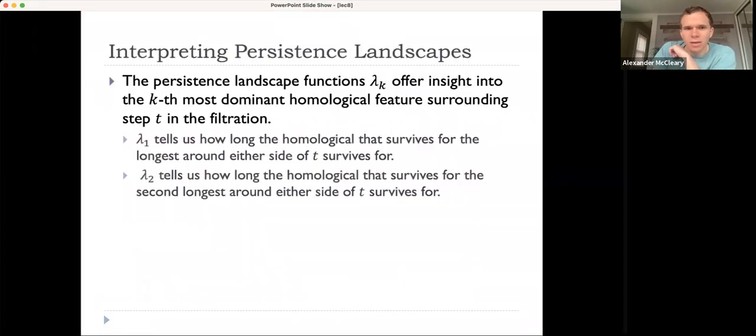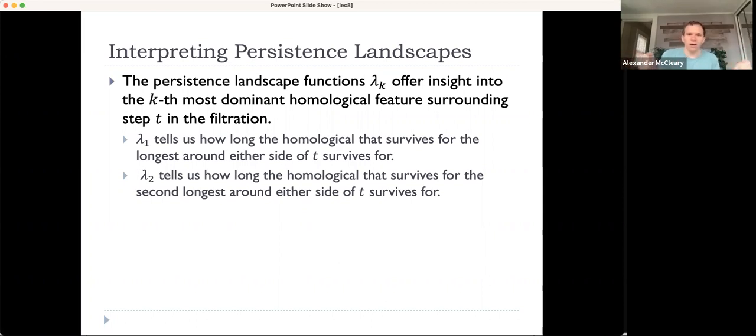Okay, so let's look at how we can interpret these. These persistence landscape functions tell us how long the kth most dominant feature surrounding a step t in our filtration survives around t. So lambda1 of t is going to tell us how long on either side of t the feature that survives the longest around t survived for.